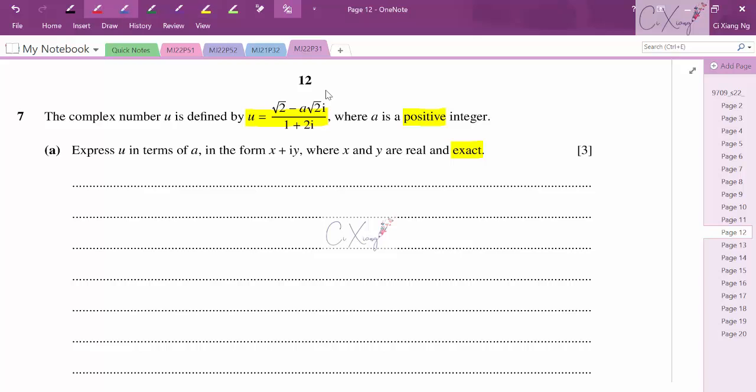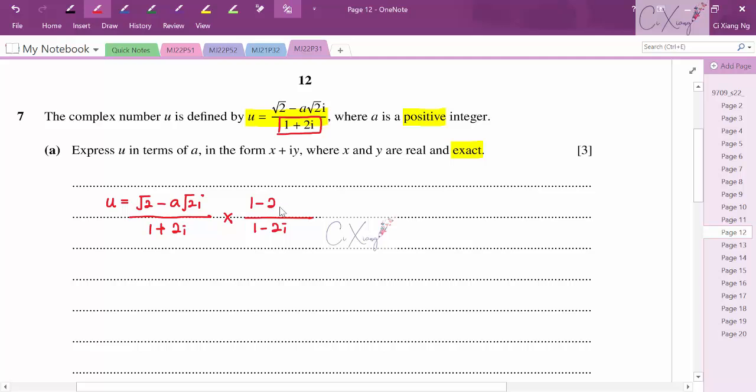Generally we need to rationalize it because the denominator has something with the i. Therefore, to rephrase u into x plus yi, we need to apply rationalization, where we multiply by the conjugate of the denominator. I have the numerator as what they gave us, divided by 1 plus 2i. The conjugate of 1 plus 2i is 1 minus 2i, and we need to multiply that. So divided by 1 minus 2i.